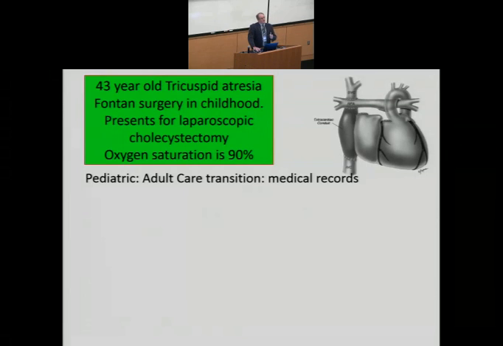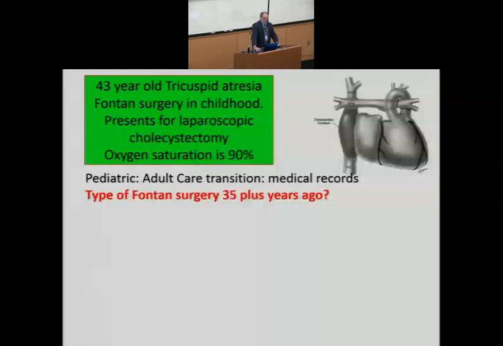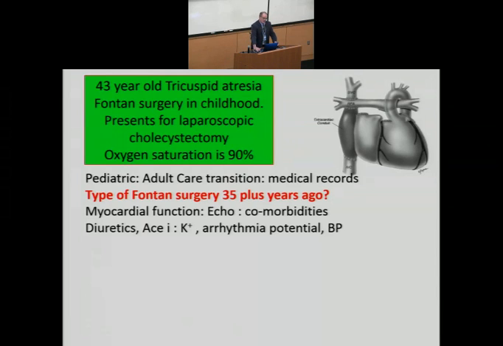So it's important to try and look at the records. Pediatric to adult care transition. How has this patient done? What type of Fontan might they have had 35 odd years ago? What's their myocardial function like? Their comorbidities? His diuretics? Is he on ACE inhibitors? What's his potassium? Any arrhythmia potential?